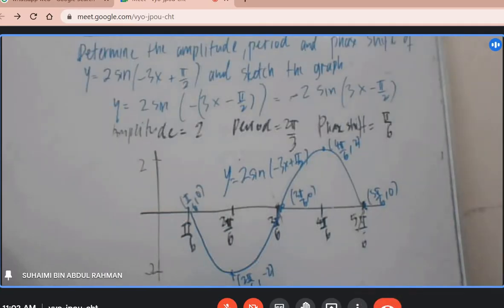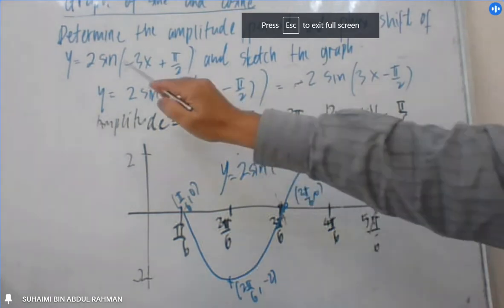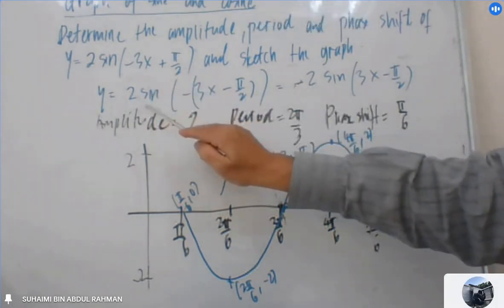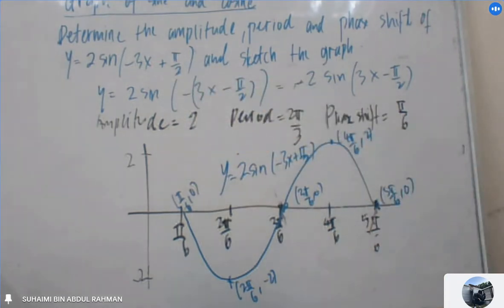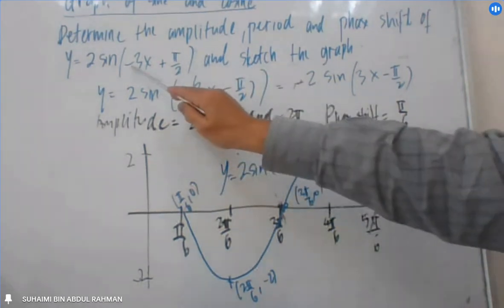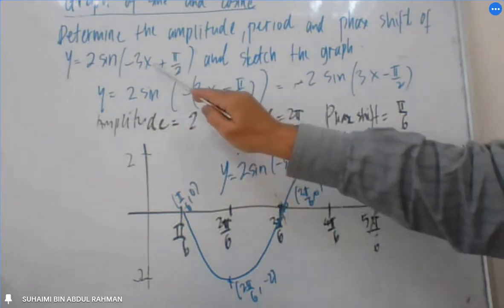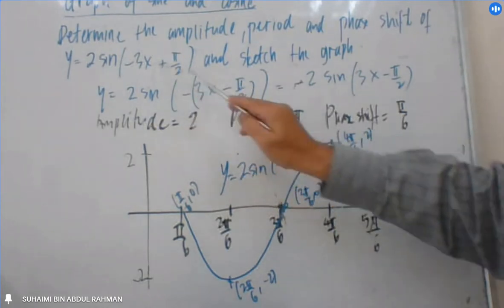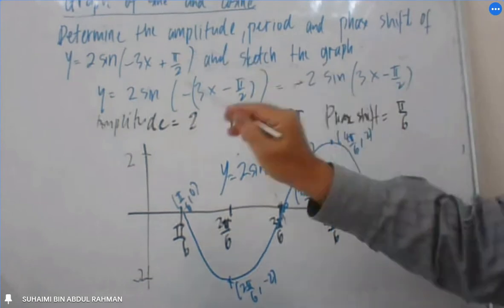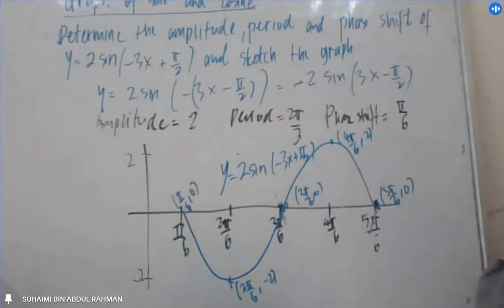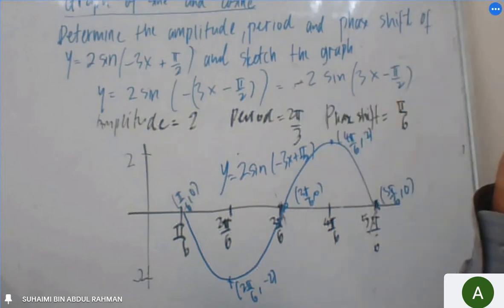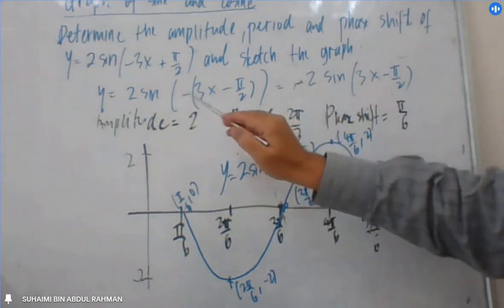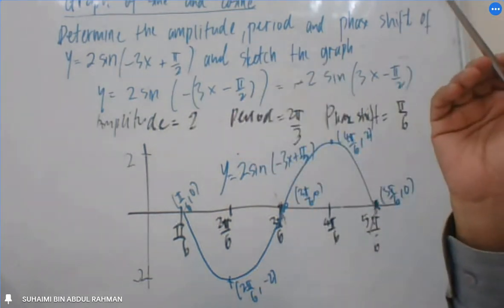Okay. So the graph is y equals 2 sine of minus 3x plus pi over 2. We write it as 2 sine, we put minus outside, and the 3x plus here becomes minus pi over 2. Why do we put minus outside? Because we're going to apply even-odd properties. That's why we put minus in front.